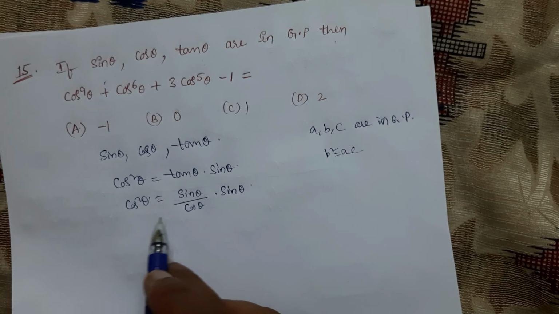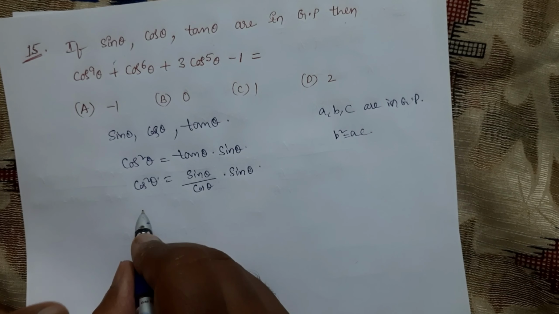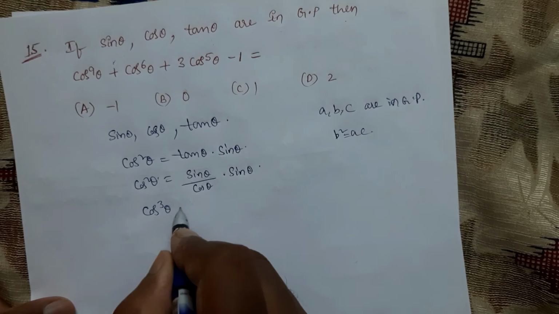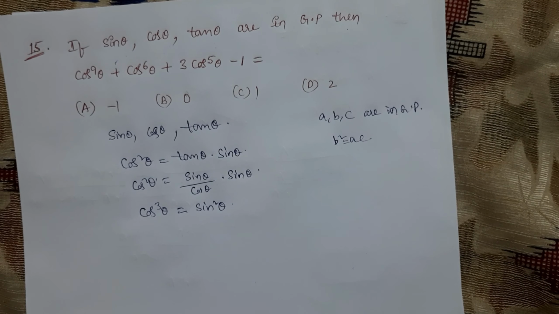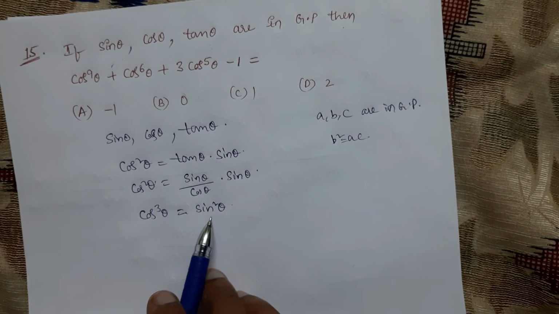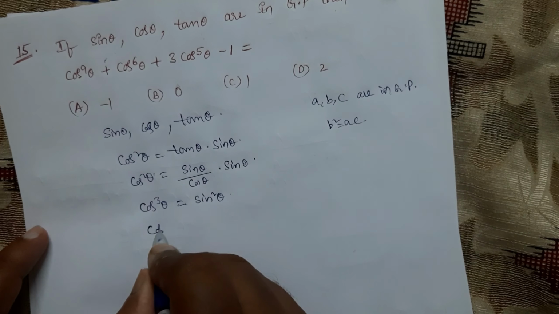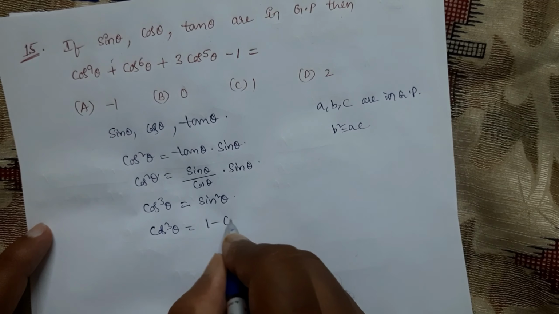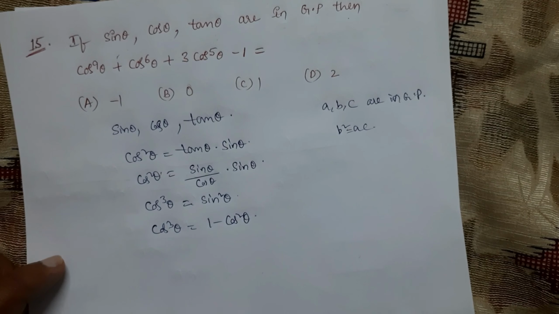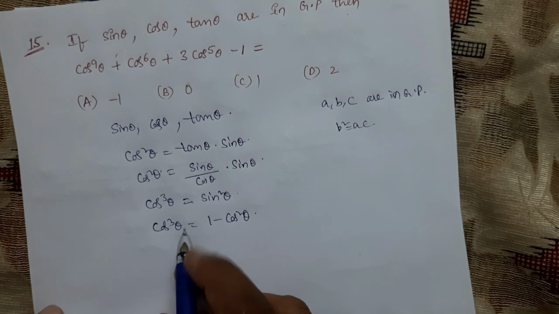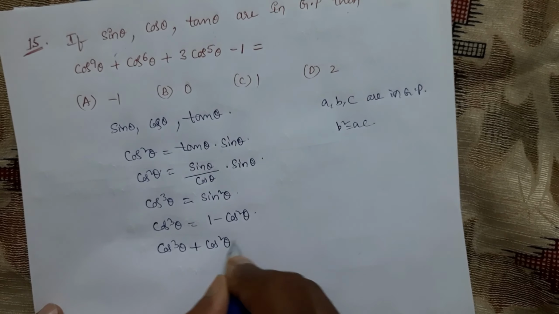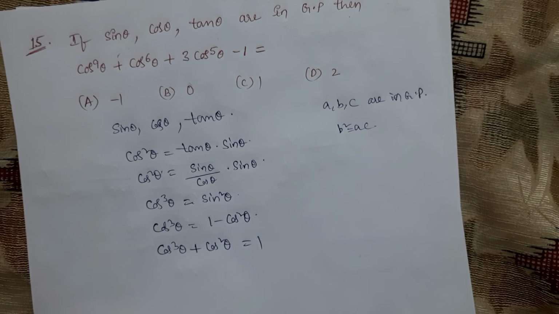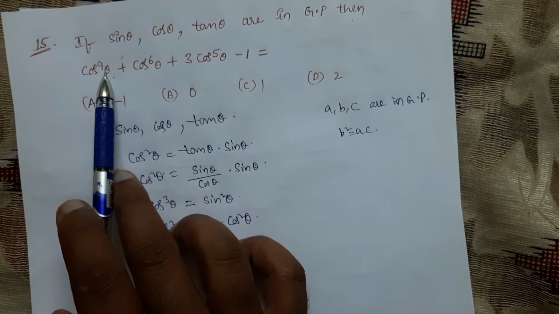Now if we do cross multiplication, cos theta into cos square theta will become cos cube theta, which is equal to sin square theta. Students, here we got cos cube theta equal to sin square theta, but we know that sin square theta we can write as 1 minus cos square theta. So now if I bring that cos square theta here, it will become cos cube theta plus cos square theta is equal to 1. But if you observe the equation, in terms of power 9 is there.